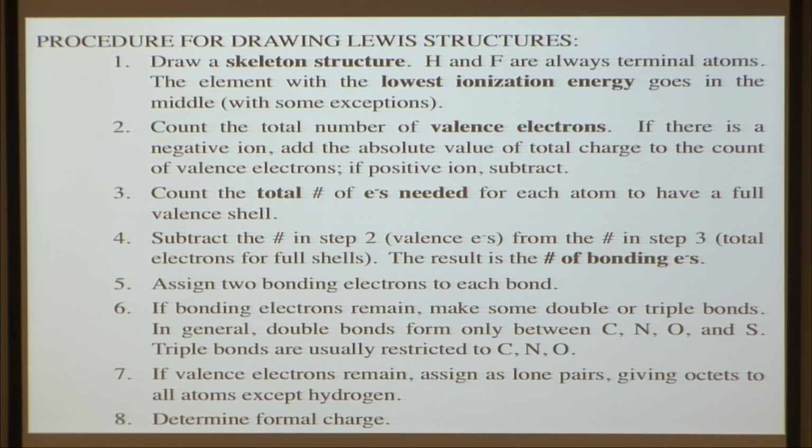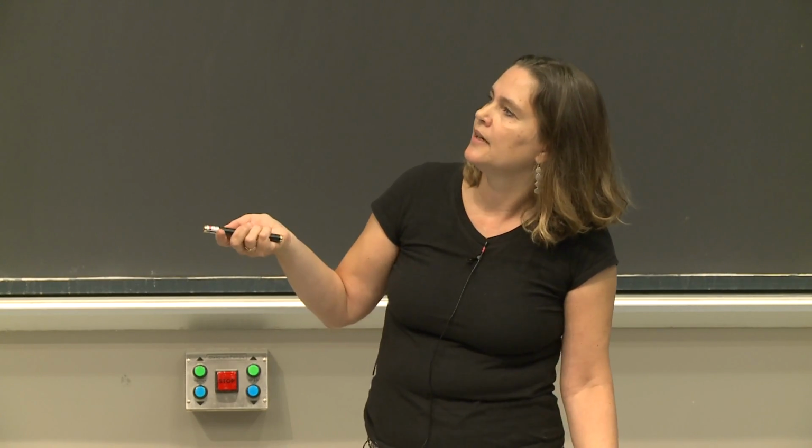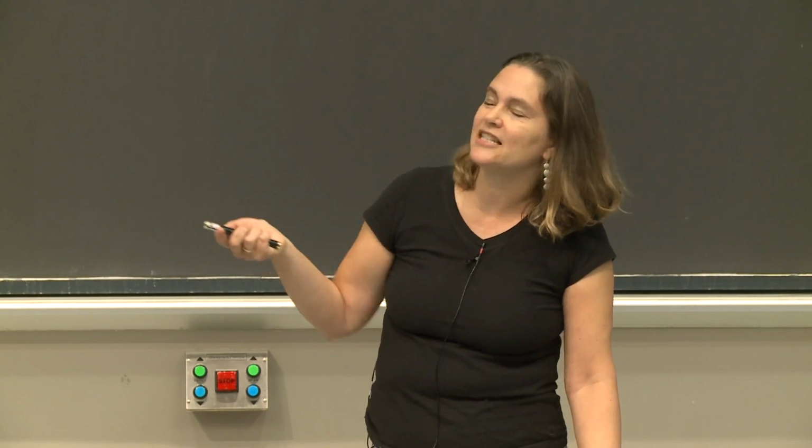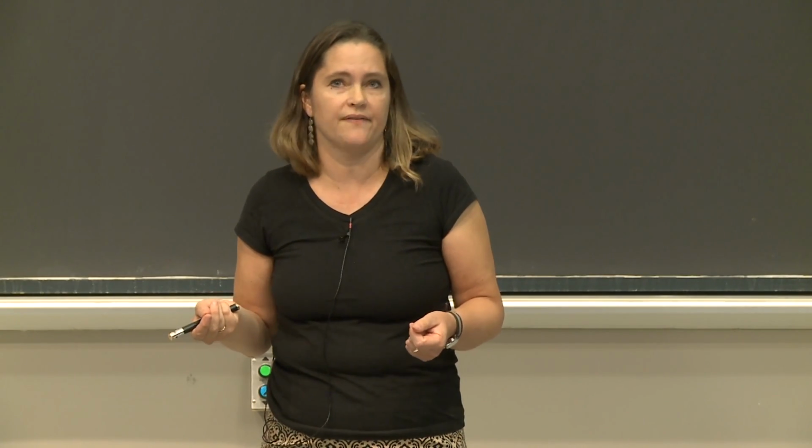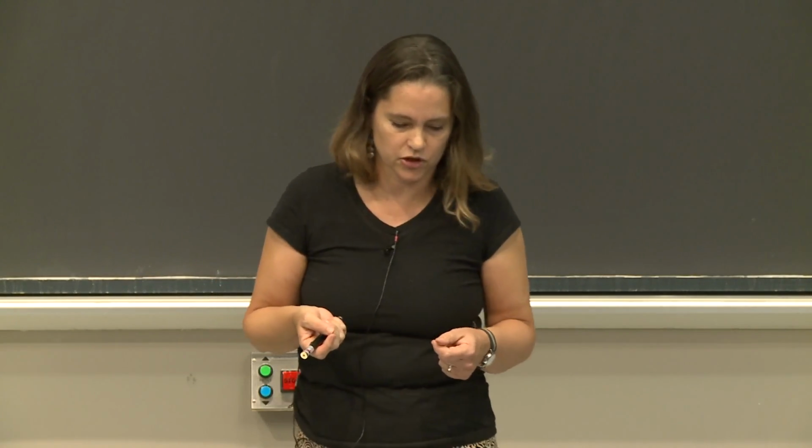Assign 2 bonding electrons to each bond. If any remain, you want to think about whether you have double or triple bonds. And there's only certain kinds of atoms that can have double and triple bonds. So be careful where you're putting your double and triple bonds. If any valence electrons remain, those are lone pairs. And then lastly, you want to figure out the formal charge on all the atoms in your structure to make sure that this is a valid structure. And we're going to talk about formal charge.